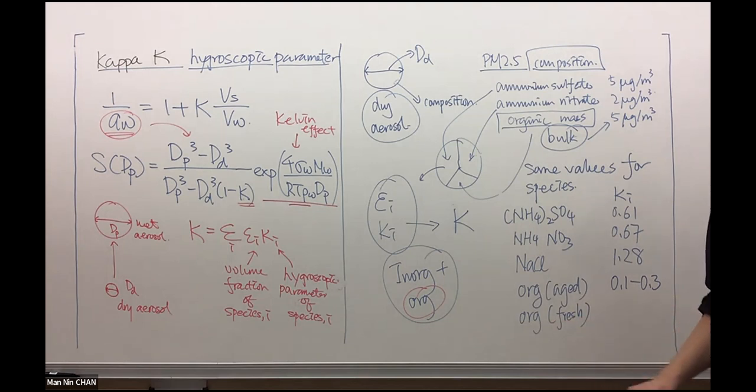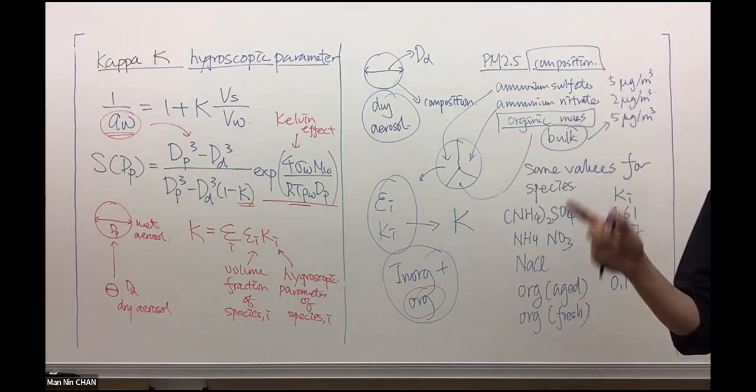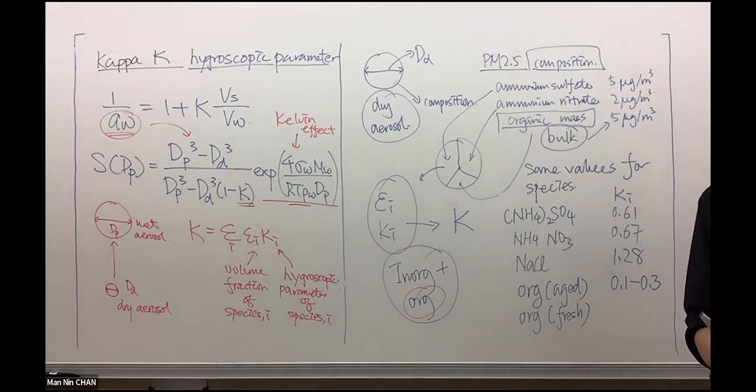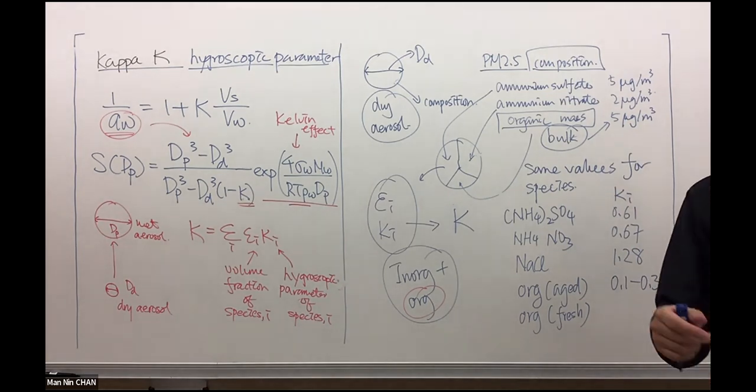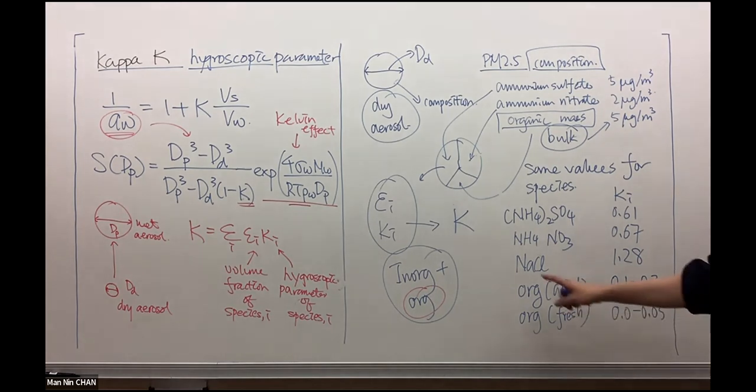But for fresh, usually they are just emitted to the air, without any processing or further chemical reaction. So they're less hygroscopic. Okay, so therefore they will have a lower value. So these are just some typical values or ranges of the value here.